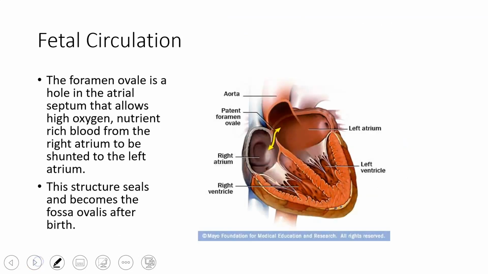We have a structure called the foramen ovale. Here's the foramen ovale. It's a hole between the right and left atrium. So that high oxygen blood comes into the vena cava, and it gets pushed over here. And then it gets pumped out to the body, down, up, and out. Skip the lungs. We don't need to go to the lungs.